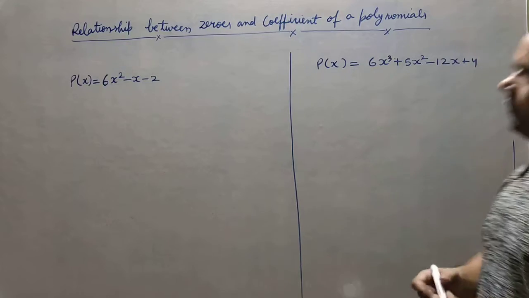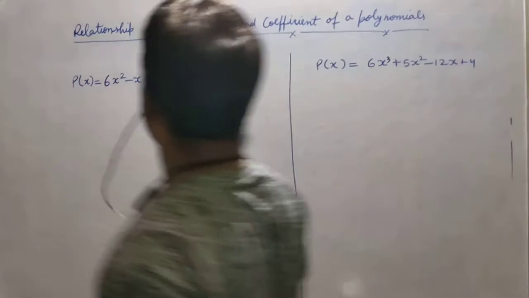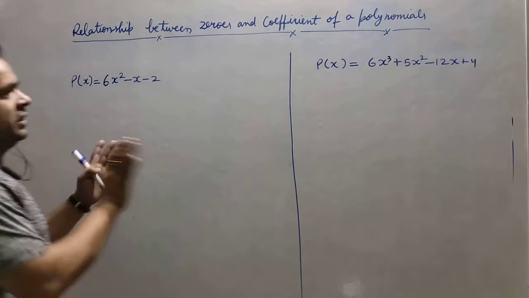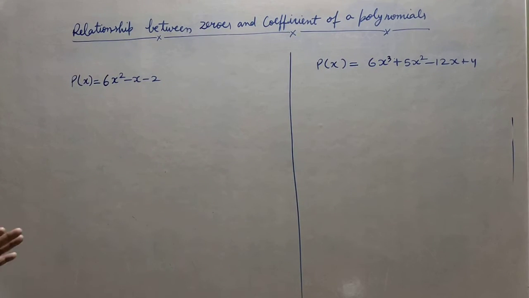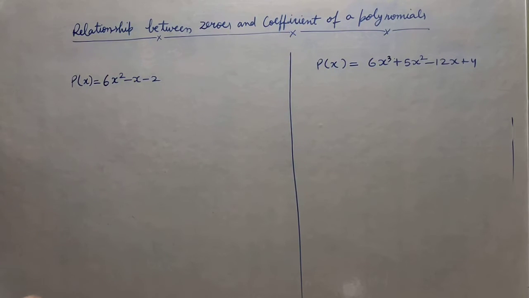Now again we will do the same thing, but here we will try to establish the relationship between the zeros and the coefficients. Till now we have not done this type of experiment, so today we will definitely try to learn it. First of all, I will take you to the known part. What is the known part here? First of all, we will find the factors.